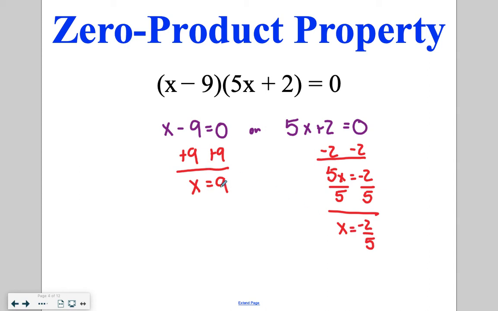So basically what this says is if I plug in 9, 9 minus 9 is 0, 9 times 5 is 45 plus 2 is 47, 0 times 47 is 0. On the other hand, if I plug in negative 2/5, negative 2/5 minus 9 is negative 9 and 2/5, and if I plug into negative 2/5 here, 5 times negative 2/5 is negative 2 plus 2 is 0. So negative 9 and 2/5 times 0 equals 0. So both of these answers are our solutions to this problem because that's what makes the factors turn into 0.